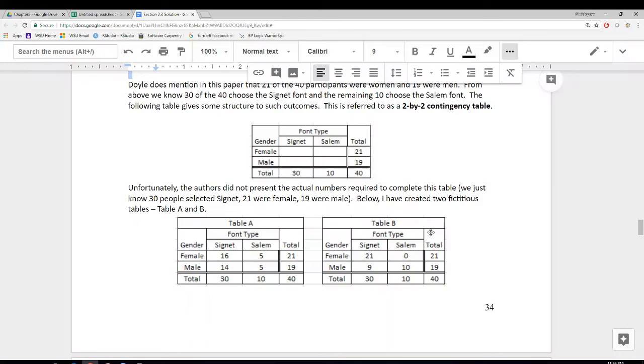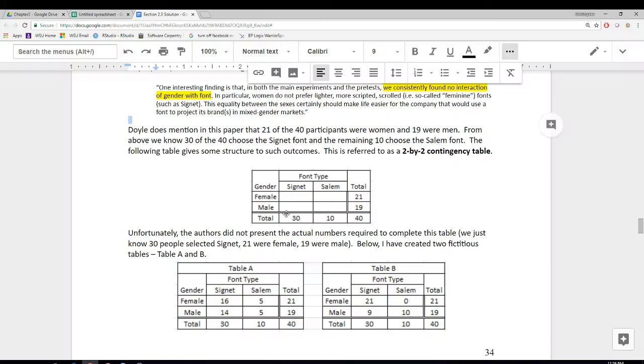Well, the best way to describe that is maybe through the use of two tables. Now in this study, they did tell us that there were 21 females and 19 males, so they're pretty balanced across the two genders. And we also knew that 30 of the 40 people picked the Signet font.